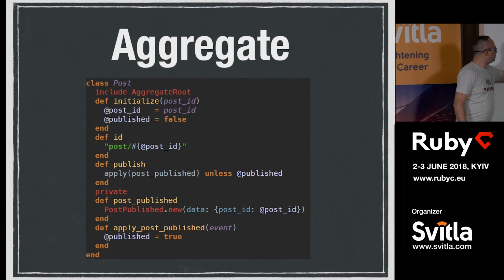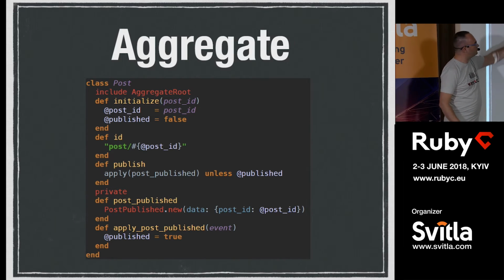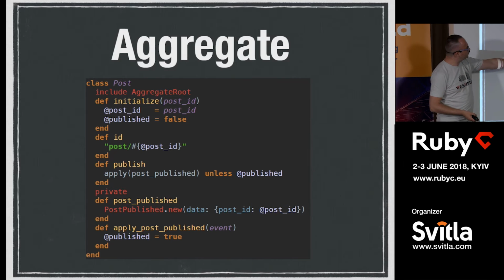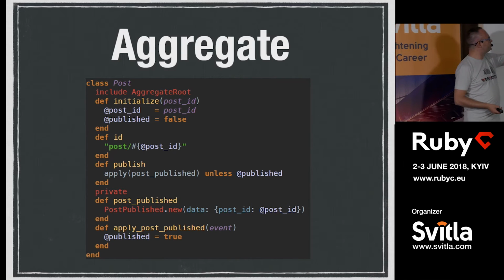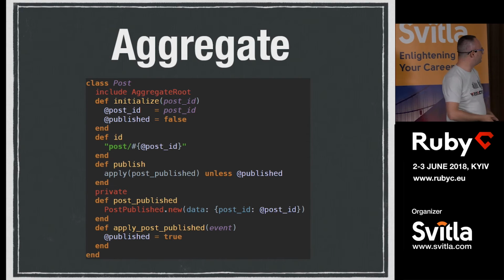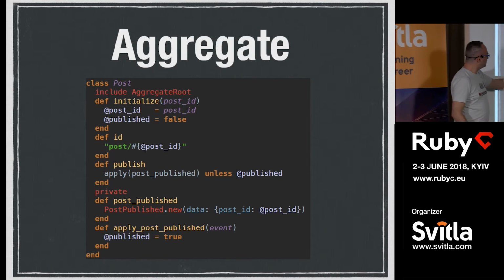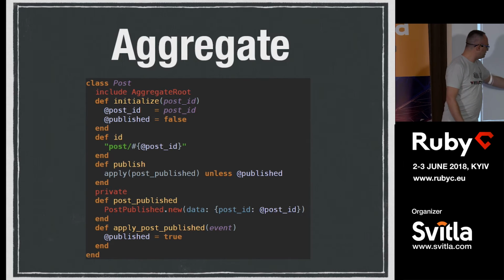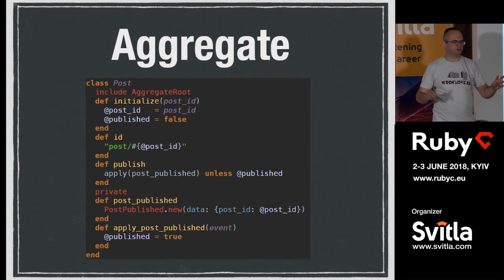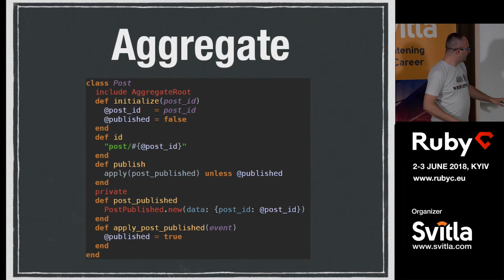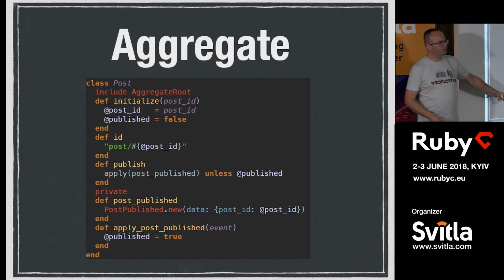And then you have actually publish method, publish as in publish the blog post. And you say apply post publish unless it was already published. So the rule of this aggregate is very simple. Don't publish the same blog twice. That's the easy stuff. Apply is a method from aggregate root, is basically publishing the event. Post publish is an event. It's a small data structure. It has just one field, post ID, that's all.